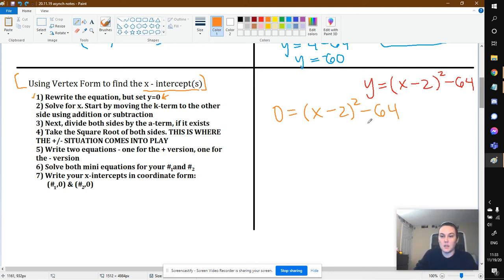Start by moving the k term, our negative 64, to the other side. We're going to do that by adding 64 to both sides. Boom.